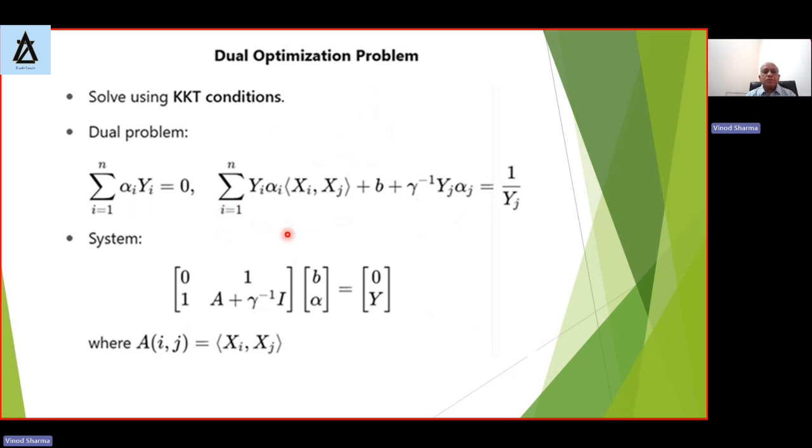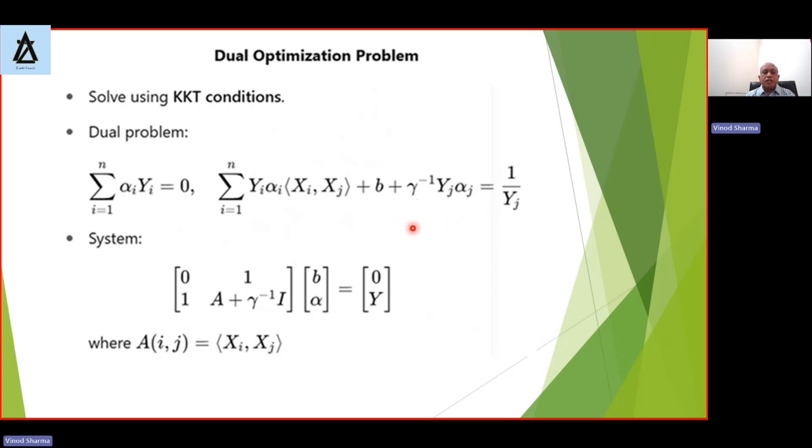These alpha i's and b, or B, are the variables. B is one of the W, B we want to find. And here the wi's are replaced by alpha. These are dual variables. Solving this system of equations will give us the optimal solution of this problem.